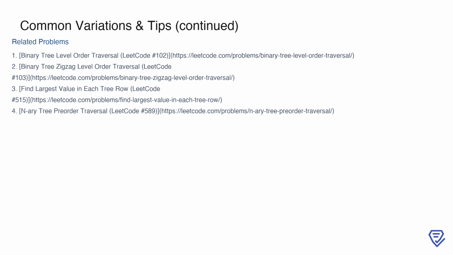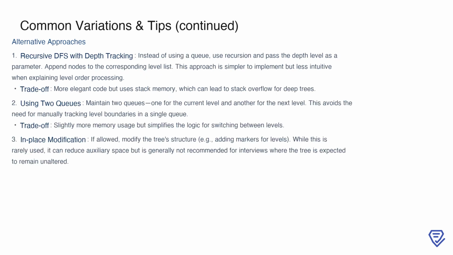Practicing these problems will not only reinforce your skills but also expand your ability to recognize patterns and adapt your approach to new challenges. There are alternative approaches to solving N-ary tree-level order traversal that you might consider depending on the specific constraints of a problem. One method is using recursive depth-first search with depth tracking. In this approach, you pass the depth level as a parameter and append nodes to the corresponding level list. This can result in cleaner, more elegant code, though it uses stack memory, which can lead to stack overflow for very deep trees.